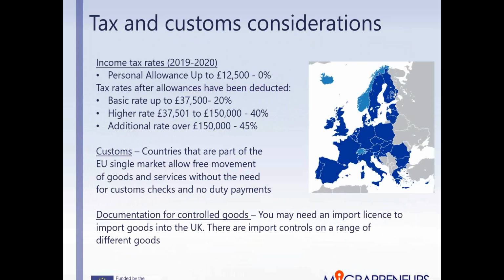There may be extra checks or some payments that you need to make, and you would need an import license to import those goods into the UK. So there is some documentation that you would need, and you should be aware of that, and ensure that your supplier sends a copy of any paperwork that you need with your goods.